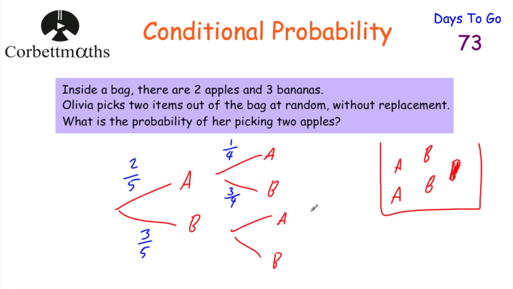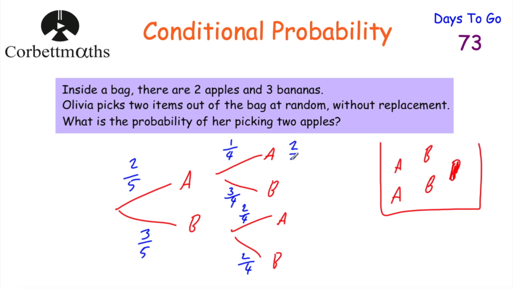So if a banana was taken out, the probability of the next one being an apple would be 2/4, or a half. And the probability of picking a banana would be 2/4, or a half, because there are 2 bananas left. So we've labelled the branches on the tree diagram. Now we were asked what's the probability of her picking 2 apples. So that would be an apple and an apple. So we'd multiply those probabilities together.